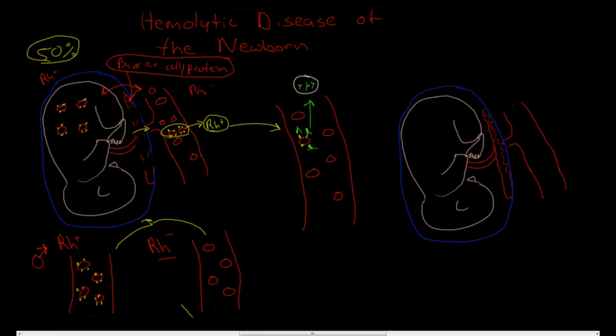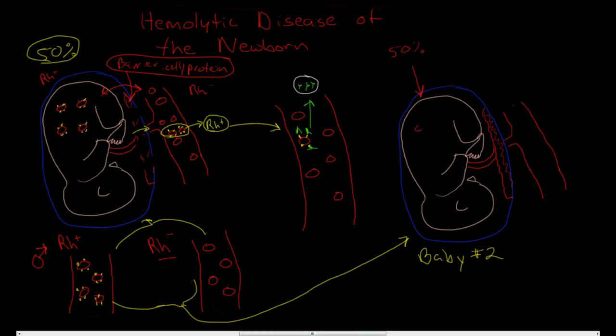Okay, now, a year or two later, this mother and father get together and have baby number 2. Now this baby also has a 50% chance, and we'll say this baby is the unlucky one. So this baby does have Rh positive blood, just like her father. So she's got red blood cells that express the Rh antigen, or the Rh protein.